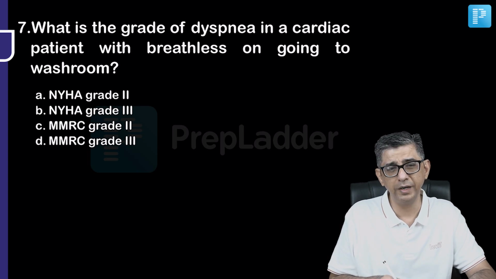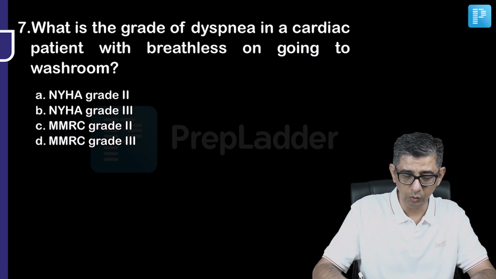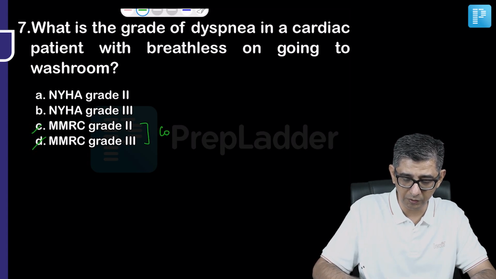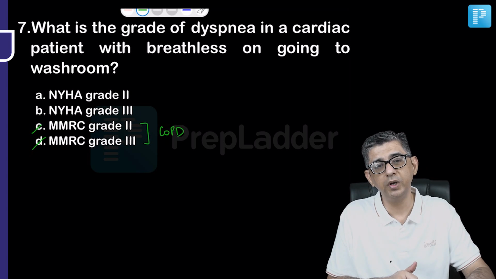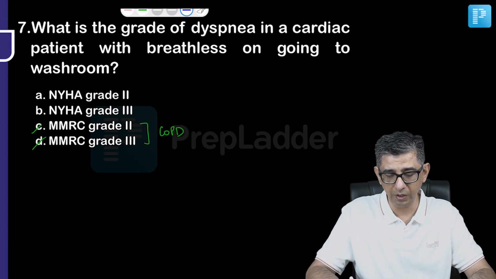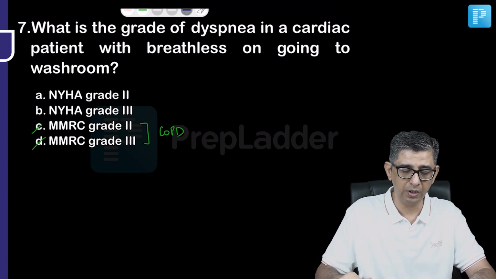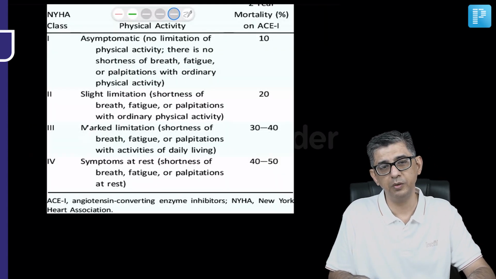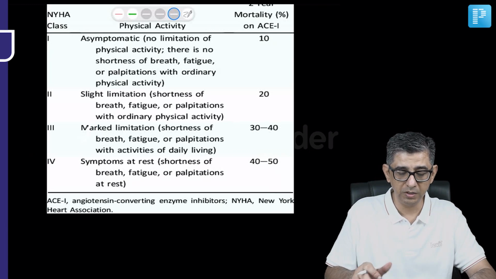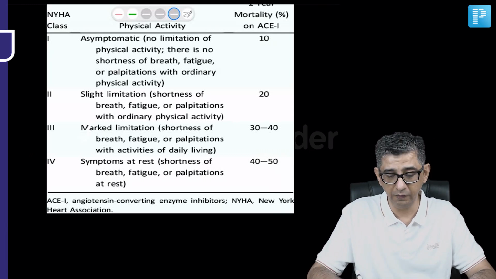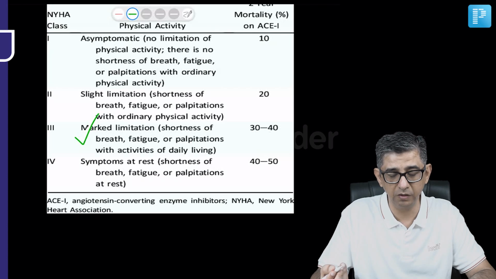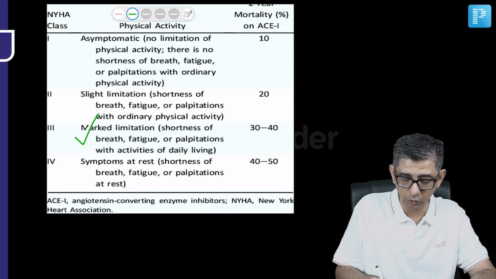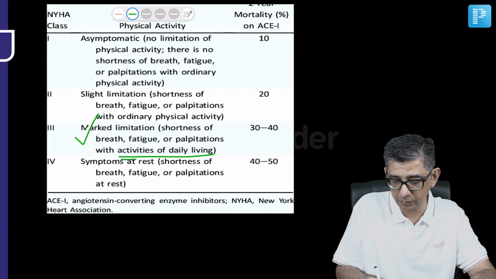So let's look at what the data says. I can easily rule out option number C and D, in this case MMRC, because both of these are valid for COPD patients. So I'm left between option number A and B in this particular case. And the reason why I'm selecting option number B as the answer to this question can be understood from this simple data, that NYHA grade 3 would be marked limitation of activity. Now, when I say the word marked limitation of activity, it means that even routine activities like going to the bathroom or changing clothes are making the person breathless.